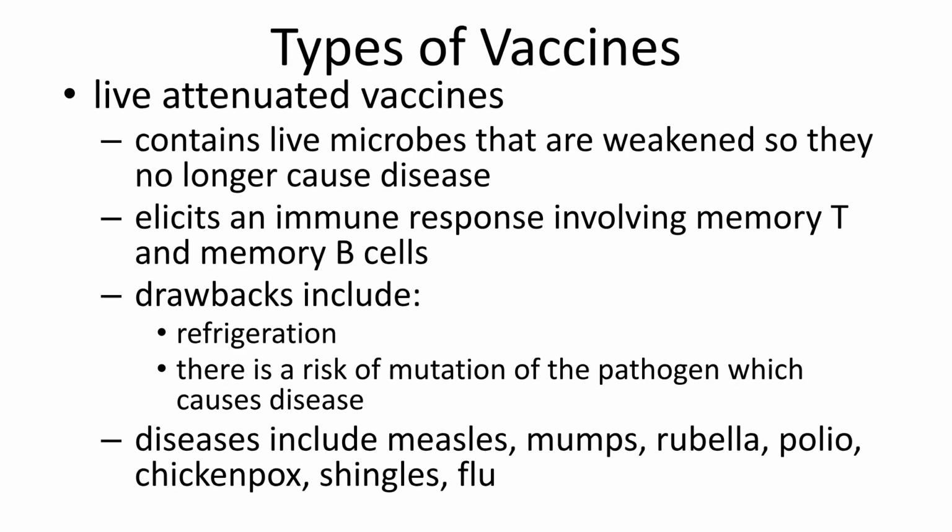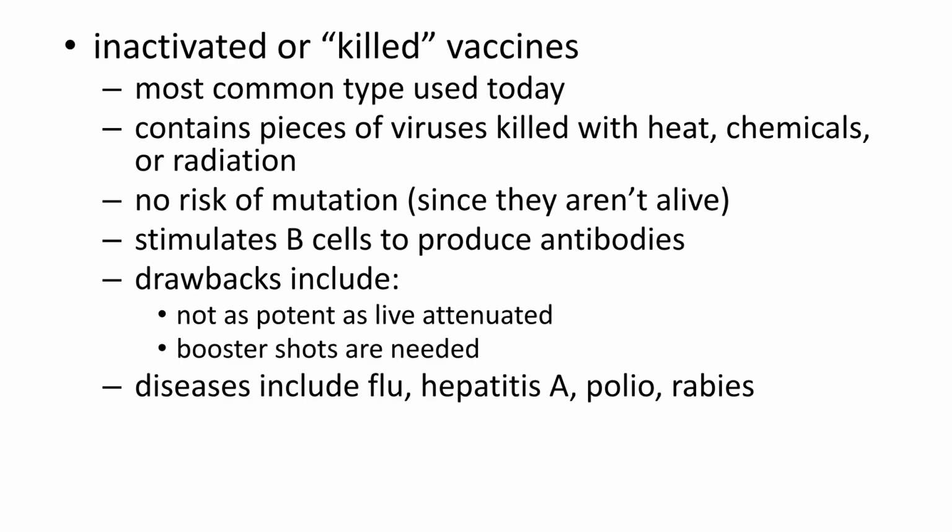Live attenuated vaccines contain weakened, live microbes that no longer cause disease, eliciting a response involving memory T and B cells. Drawbacks include the need for refrigeration and a risk of mutation. Inactivated or killed vaccines are the most common type today. They contain viral pieces killed with heat, chemicals, or radiation. They stimulate B cells to produce antibodies but are less potent and require booster shots.